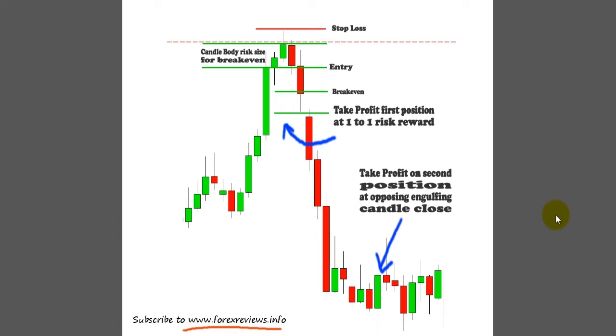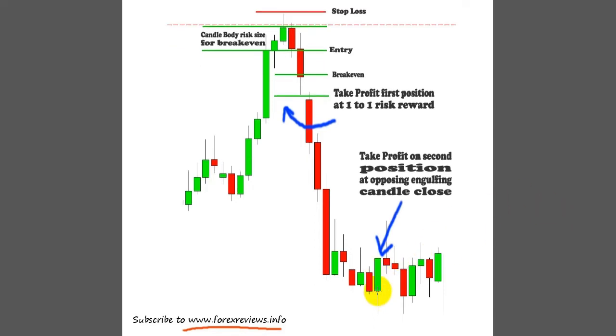Now, you don't have to be greedy either. You want to let it run as far as you can. And I've seen trades go as much as 500, 600, 700 pips. So you don't want to be greedy on this. You just let it run. When it gives you the opposing candle, like such as this, you get out of the market at the daily candle close. Now, that's an important subject as well, guys.